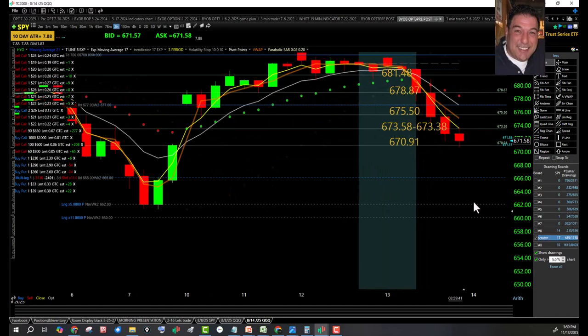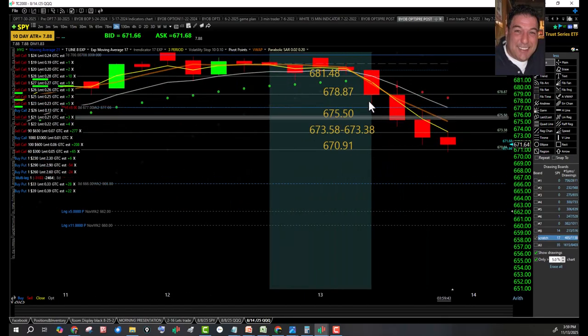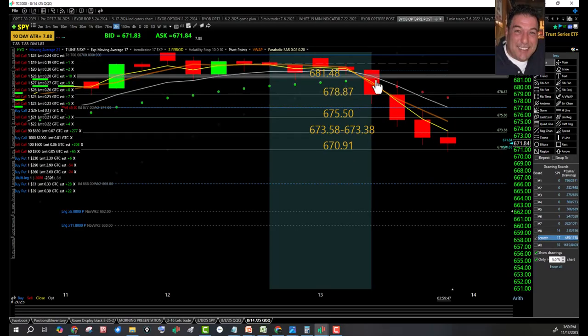2-hour chart. You can see the candlesticks, lots and lots and lots of red candlesticks here. Way too many. We've got the 3 EMA underneath the 8. We've got a 2-hour downtrend right there on SPY on the 2-hour chart.